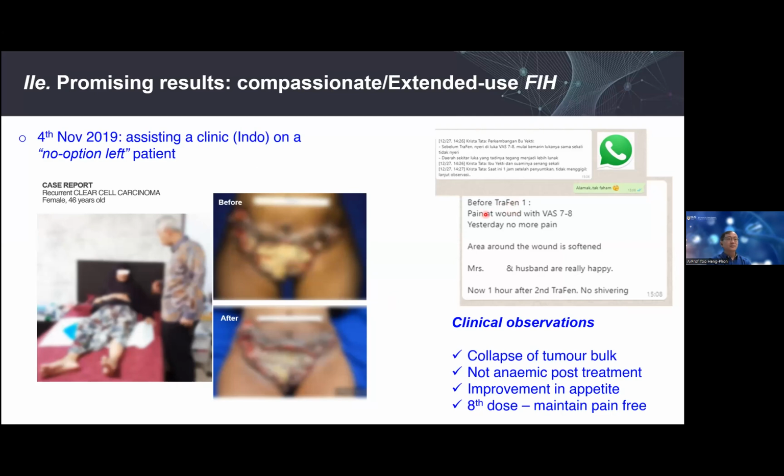After the first treatment, he said the pain at the wound, which you can see is bulging out here, was gone. He says no more pain. The area around the wound has softened. You can see a grayish area. The missus and husband are really happy. After the first treatment, there was no shivering, no side effects. Over a couple of months, what we observed is a collapse of tumor bulk, and she's no longer anemic, and she has improved in appetite and is pain-free. So the quality of life has improved.